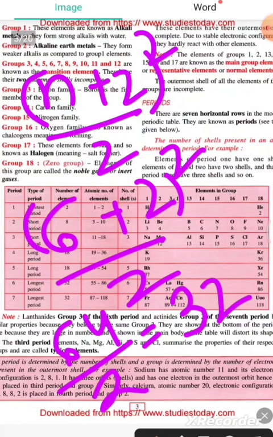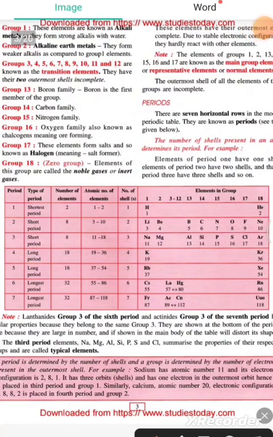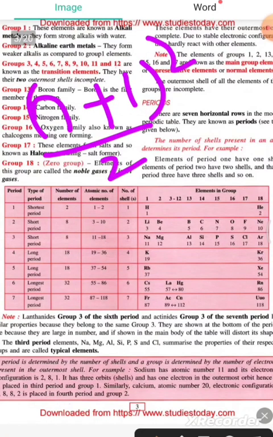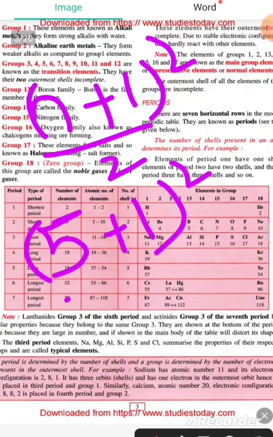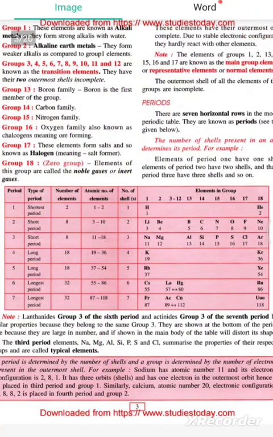Now let us see an example of an odd one, the 5th period. For odd we have the formula (n plus 1) square divided by 2. N equals 5, as we have taken the 5th period. So (5 plus 1) square divided by 2. 5 plus 1 is 6, 6 square is 36, 36 by 2 is 18. So you can see here in the 5th period 18 elements are present.